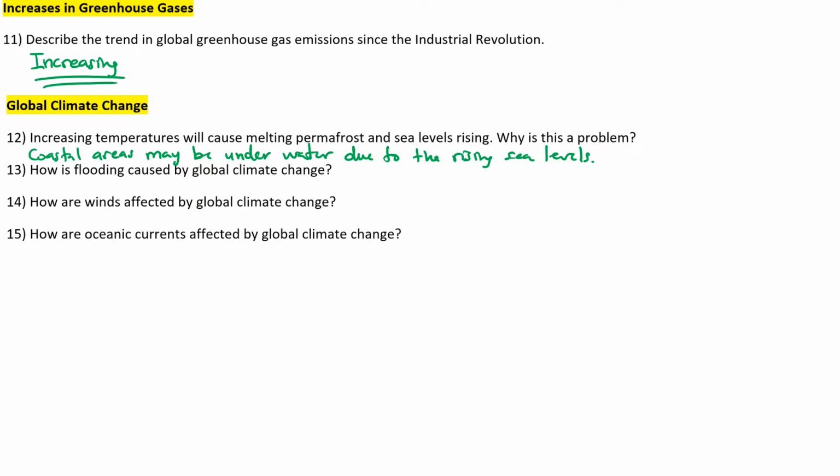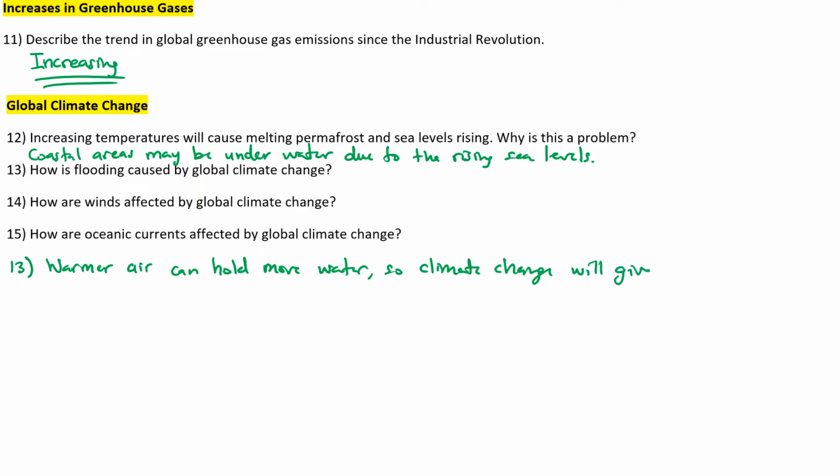Number 13. How is flooding caused by global climate change? So I'm going to write 13 right here, y'all. So warmer air can hold more water. So climate change will give potential for stronger rainfall.